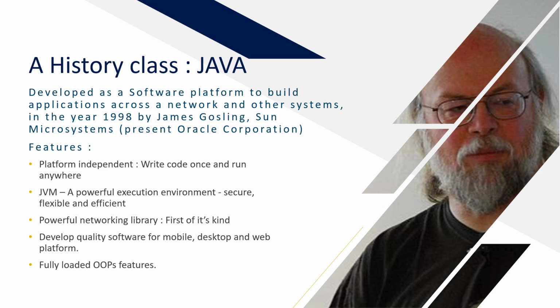Developing quality software for mobile, desktop, and web platforms. So Java allows us to write code for mobile applications, for desktop applications, and even for the web platform using JSP. It has fully loaded object-oriented programming features. Object-oriented programming features are a lot more beneficial as compared to functional programming, and Java takes full benefit of these features. We will see in the next video what these object-oriented programming features are, and then we will move on to actually writing the Java program.